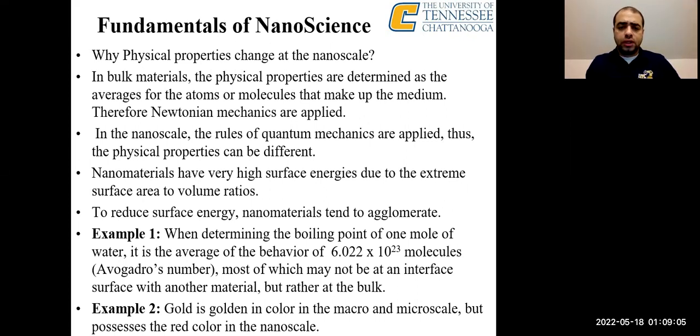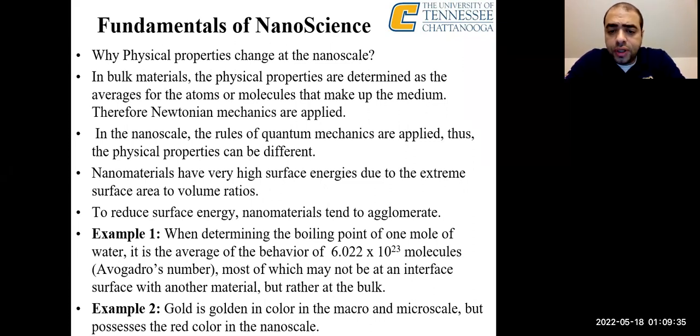Now, if you go down, the surface area of the material becomes bigger compared to its volume. In bulk materials, the physical properties are determined as the average of the atoms or molecules that make up the medium. Therefore, you apply Newton's mechanics, Newton's principles. In the nanoscale, the rules of quantum mechanics are applied. The physical properties can be different.